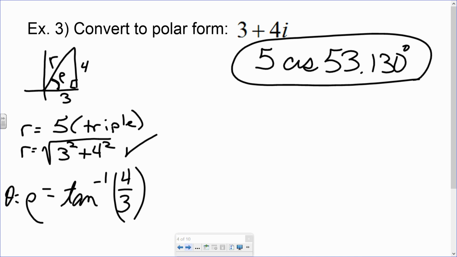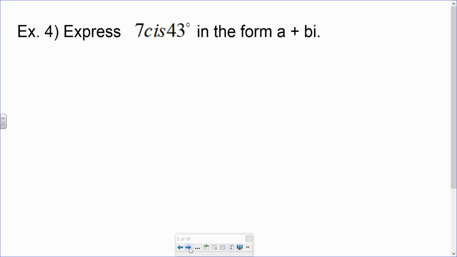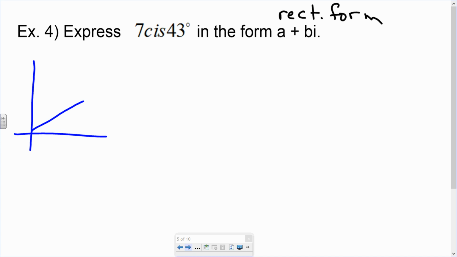Questions? Then let's go the other way. Let's start with polar, and go back to the other one. Sometimes they will say in the form a plus bi, sometimes they will simply say convert it to rectangular form. So 7 cis 43, first quadrant just a little bit lower than the 45-degree angle. And this is my real. This is my imaginary. So how do I find A?